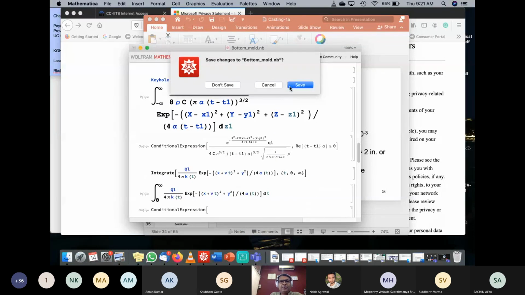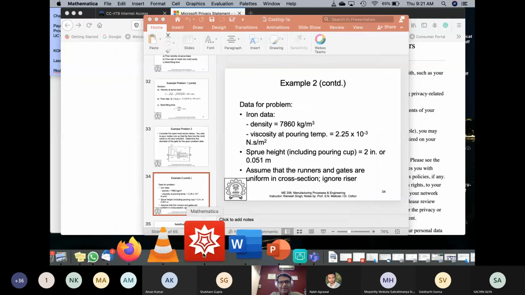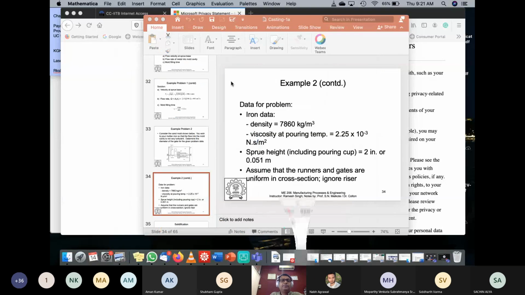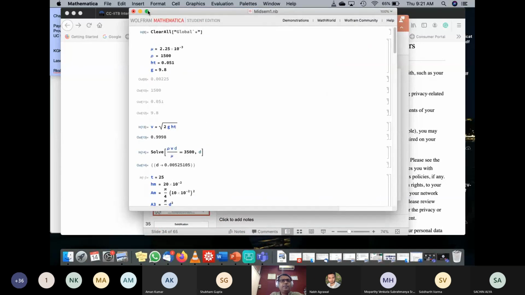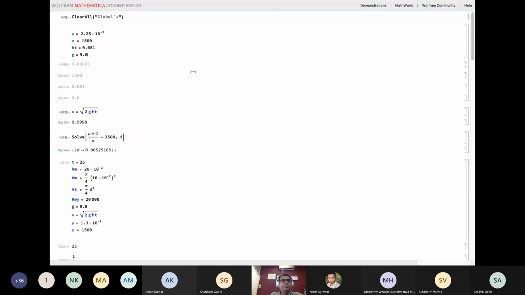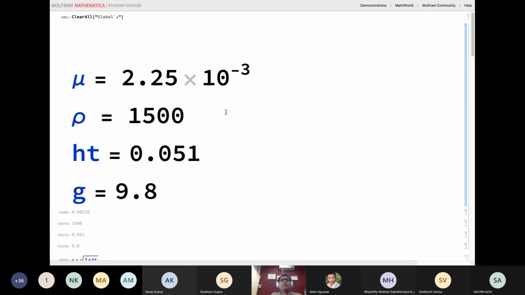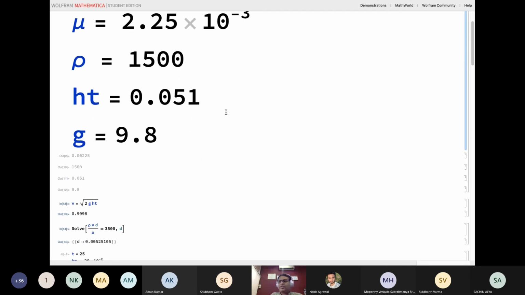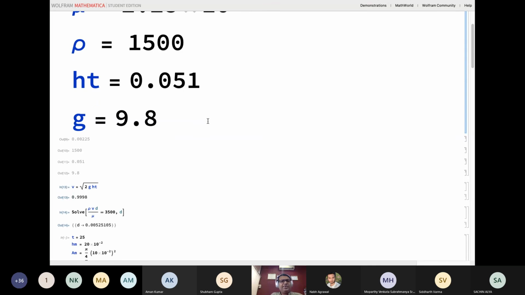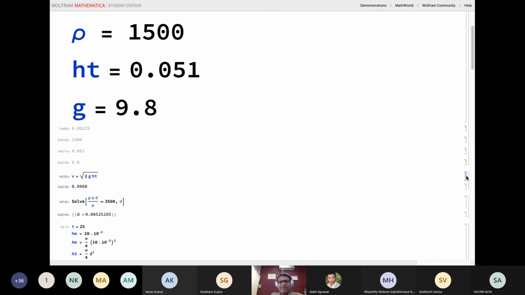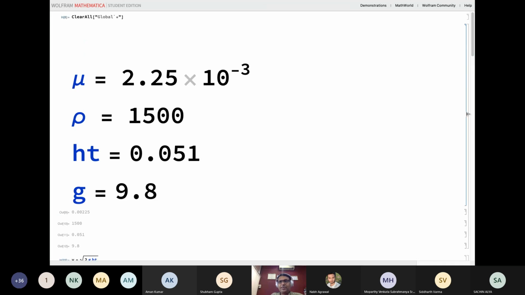Let me just close this. I should have it somewhere else. So this is what is given, right? Mu is given 2.25. Rho is 1500. HT is this. So I know the velocity. I go ahead and find the velocity. Oh, sorry, I did not run this cell. My mistake. Let me first undo.